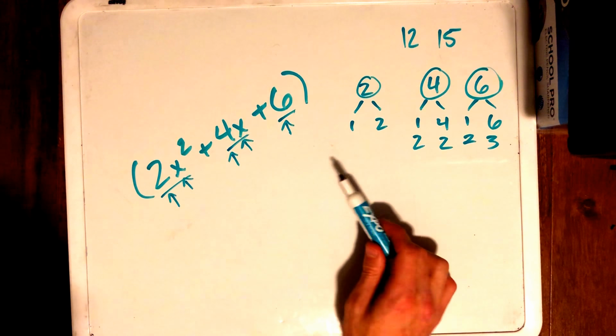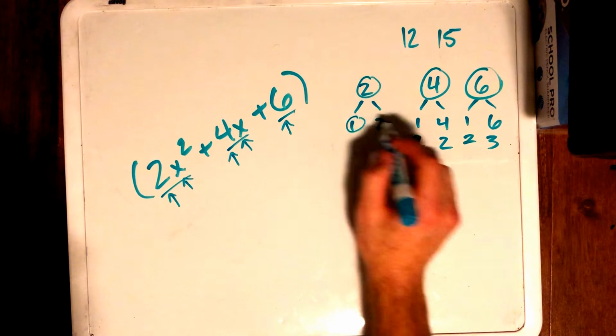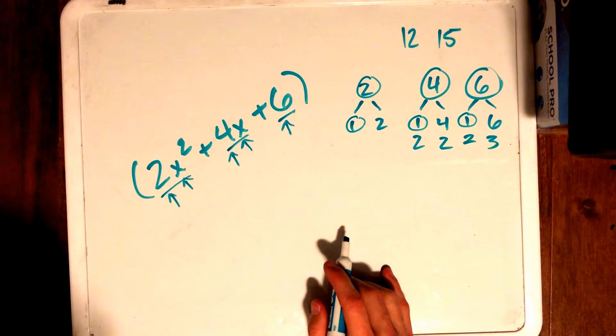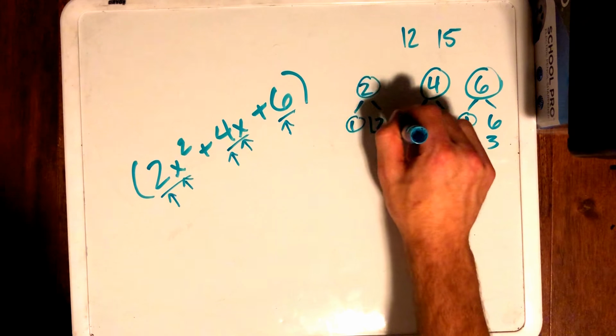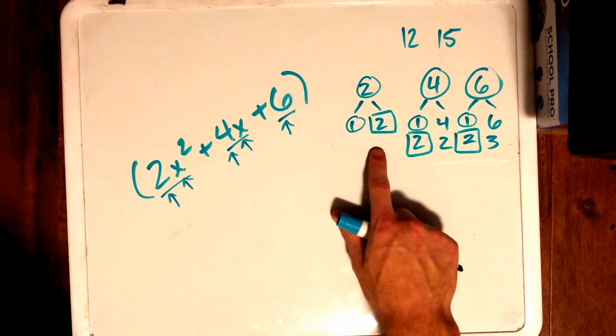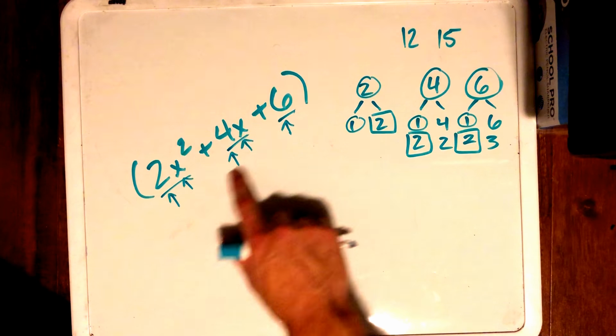So we need to try and find a number that's in all 3 of these trees that is the largest number. Like I said, all of them will always share 1, but that's not special. So we want to try and find something that's greater than 1. I can see that all of these trees have the number 2 in them. And because that's the largest number that they all share, this is actually the greatest common factor between these terms.